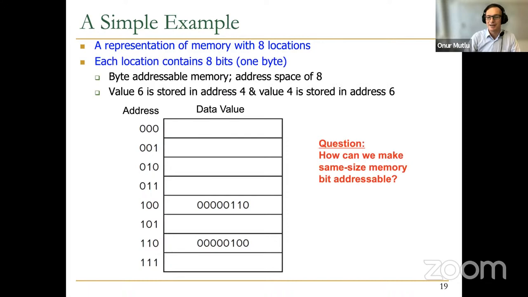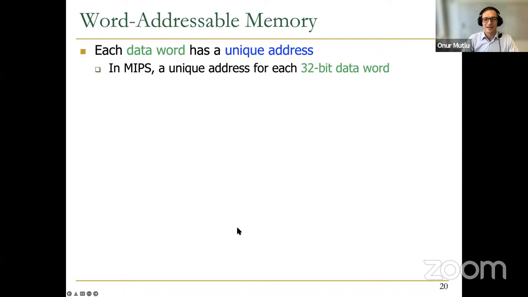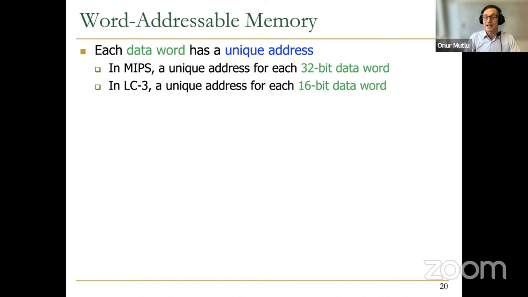Okay, so let's talk about word addressable and byte addressable a little bit more. In word addressable memory, each data word has a unique address. In MIPS, for example, if MIPS were word addressable, you would have a unique address for each 32-bit data word. In LC3, which is word addressable, you will have a unique address for each 16-bit data word.